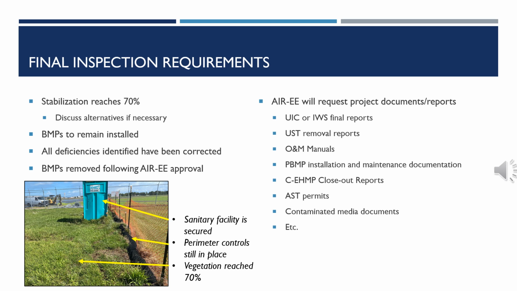If site conditions are infeasible for vegetation and vegetation was included as part of the final stabilization design, alternative final stabilization measures, such as rock or turf reinforcement, may be considered. Project teams should discuss with AIR-EE if alternative stabilization measures are needed and present alternative measures for approval. All BMPs must remain installed per the SWIP or SSBMP plan, and all deficiencies identified during the final BMP inspection must be corrected before AIR-EE approves the removal of BMPs.